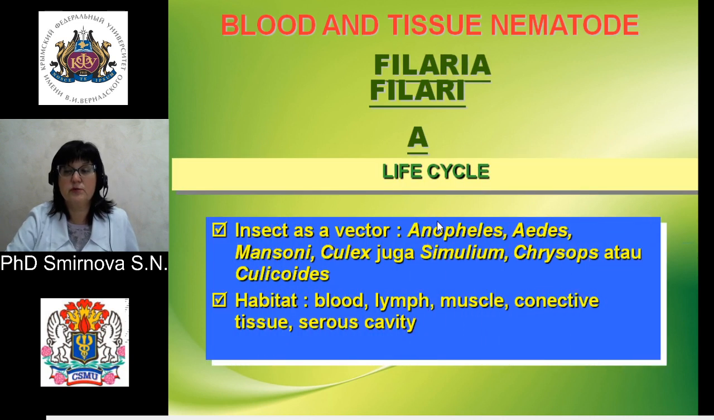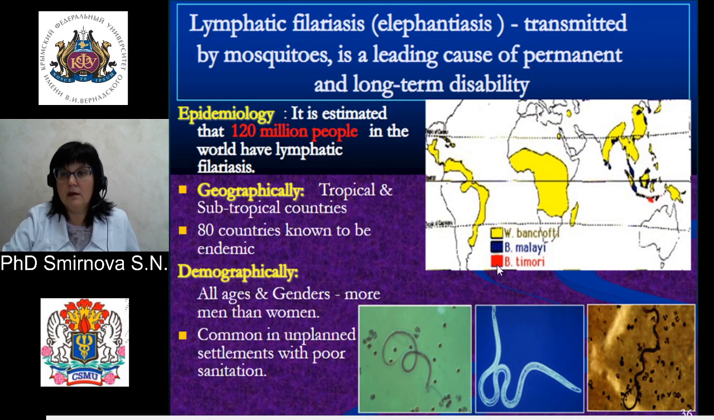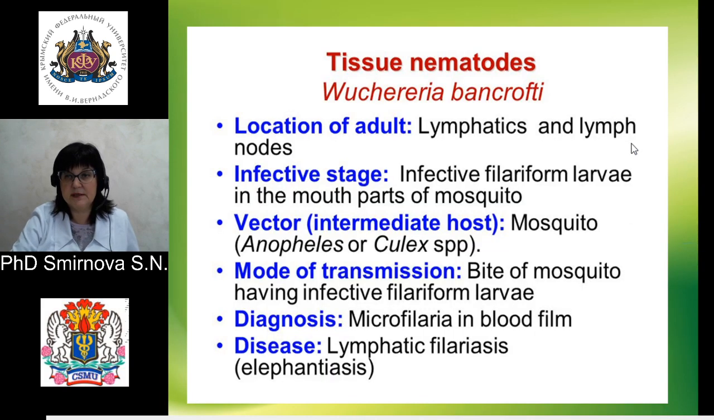The next parasites from today's lecture material are the filariae. Different filaria parasites can cause filariasis. Usually these parasites are located in warm countries. On this map you can see the places where these filaria parasites can be located. Tissue nematodes: Wuchereria bancrofti.